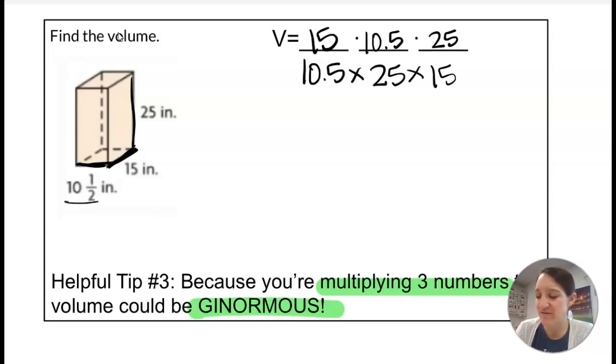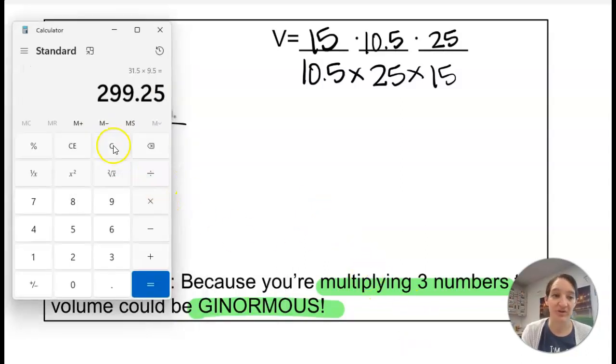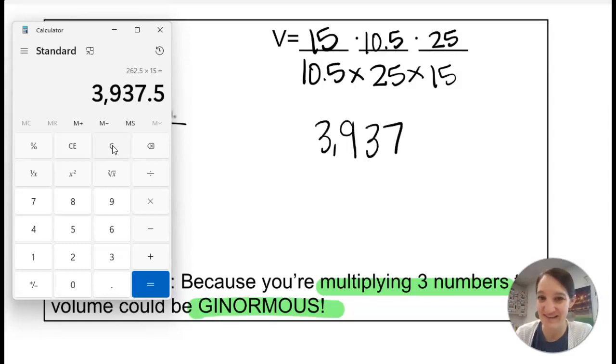So as long as you have your 3 numbers, your length, width, and height, if they throw in another number in here, don't use it. That's the raisins. We don't use those. We want the length, the width, and the height. Okay, but after you have those 3 numbers, it doesn't matter the order. If you want to plug it in and experiment with your calculator, you're going to get the same answer no matter what order you put it in. So 10.5 times 25 times 15, 3,937.5.